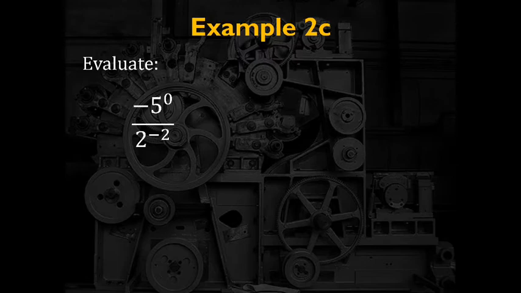Alright, negative 5 to the 0 over 2 to the negative 2. Remember, the rules of order of operations mean we have to do the 5 to the 0 first. So 5 to the 0 equals 1. So the numerator is going to equal negative 1 when we're finished with it. In the denominator, you have 2 to the negative 2. You're going to, again, move the term to the numerator and make the exponent positive. So, the negative sign is still there, 5 to the 0 is 1, and 2 to the negative 2 in the denominator becomes 2 to the 2nd in the numerator. So negative 1 times 4 is negative 4.